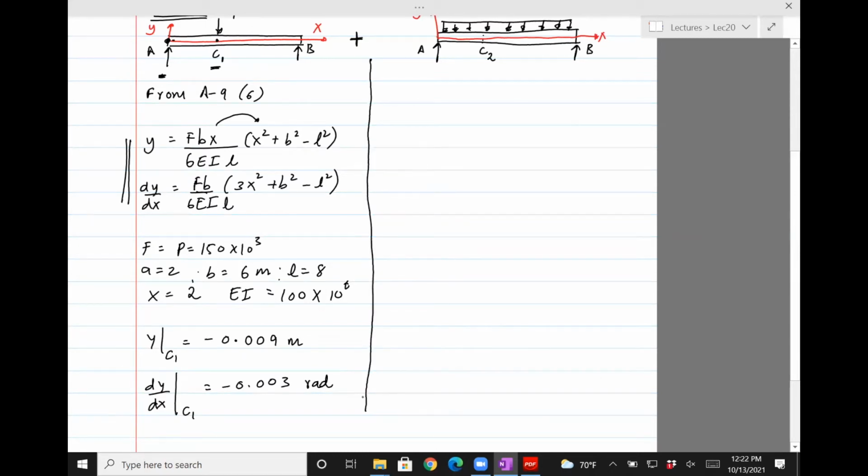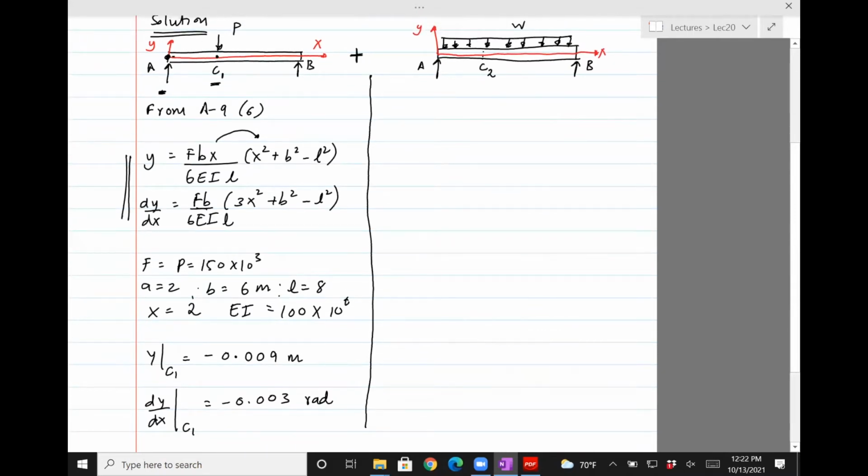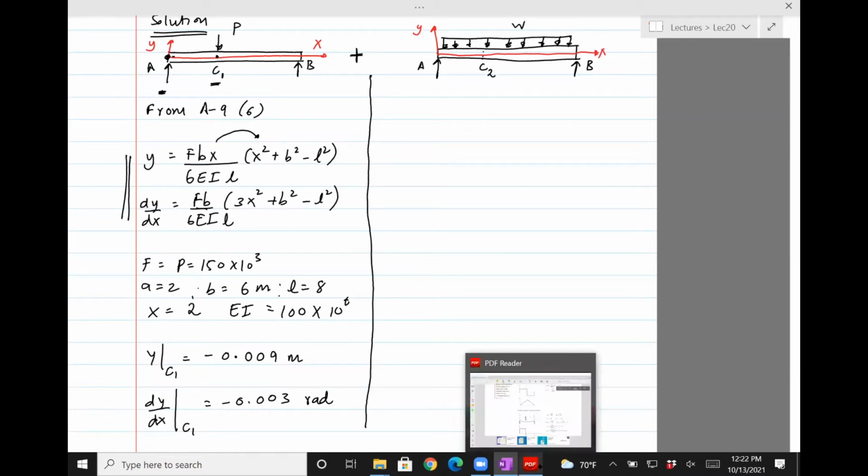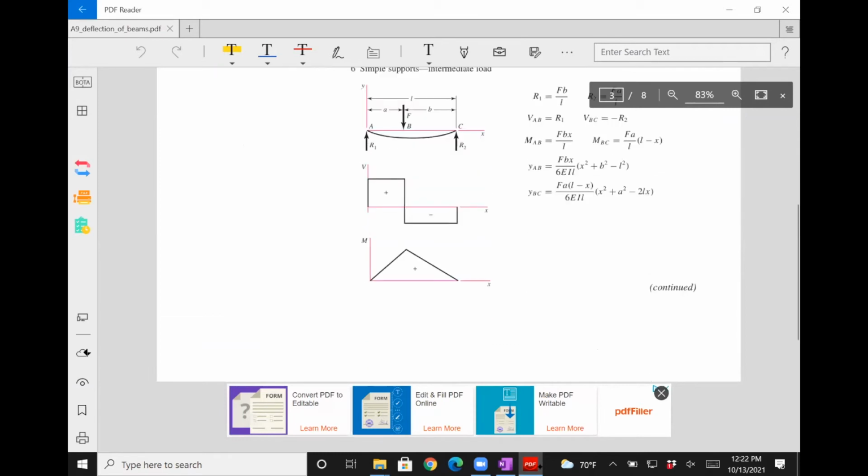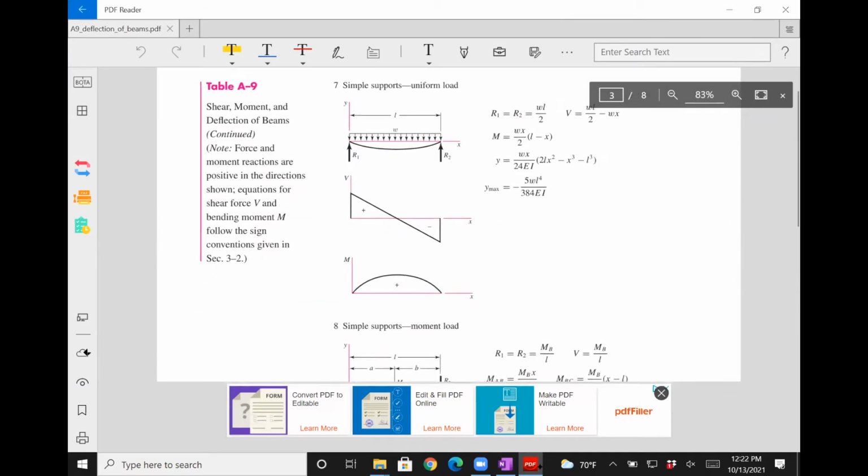Okay, let's now go back to the table and see if we can figure out what the deflection for the right hand side, for the right loading, is. So go back to the table. Okay, it looks like it's this one, right? The uniform distributed load. Again, you're given the reaction forces if you want them. You're given Y. So let's take that Y, Wx divided by 24 EI and so on. I'm going to write it down first, and then I will sub in.